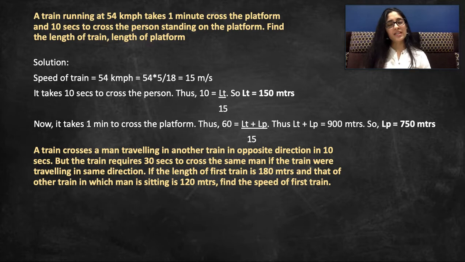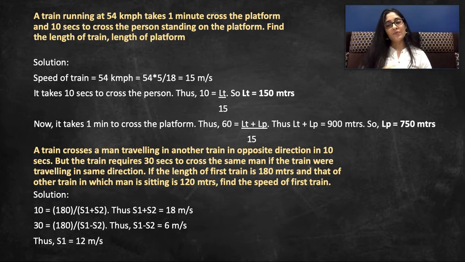So I just have two very simple cases over here. In first case, both the trains are in the opposite direction. So for that, my formula will be 10 is equal to 180 upon S1 plus S2, right? So that is going to give me my S1 plus S2 as 18 meters per second.